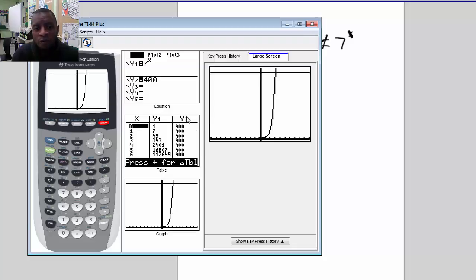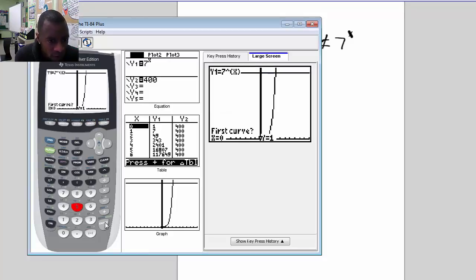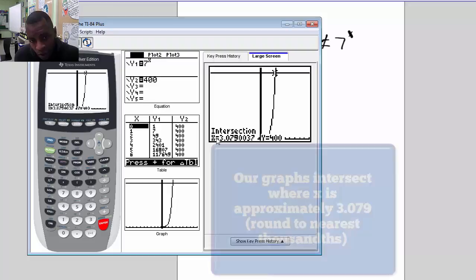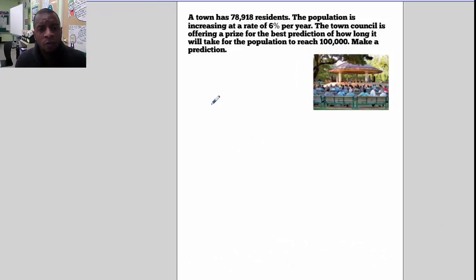All right, and so if we want to find out where these two functions intersect, remember we can go to second calc, which is second trace, and we want intersect, which is 5, so we can press 5. It's going to ask us for our first curve, which is the exponential. You say enter. Second curve is the line y equal to 400, enter, and then they want us to take a guess, so I'm just going to press enter. And it gives us that our intersection is 3.079 400.